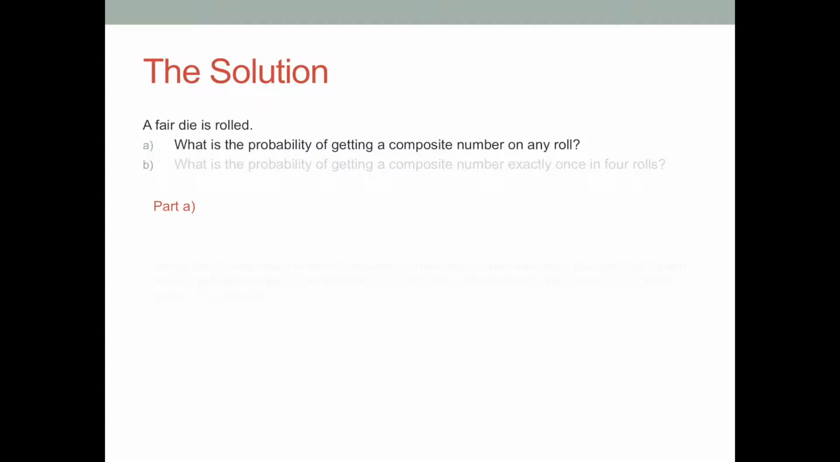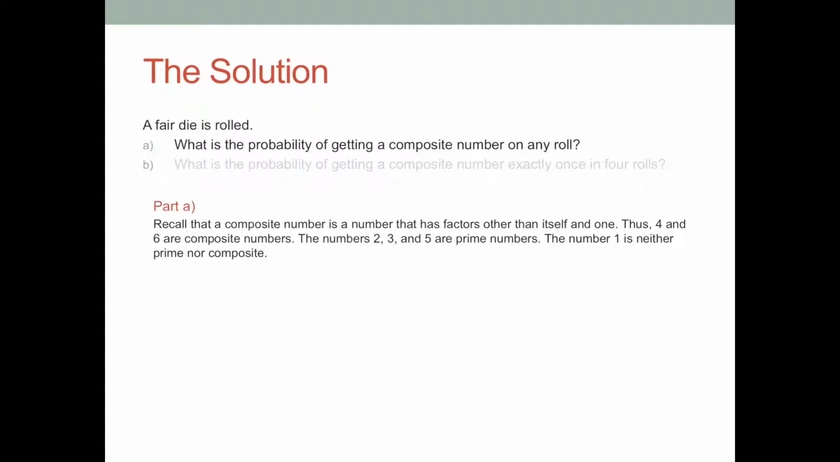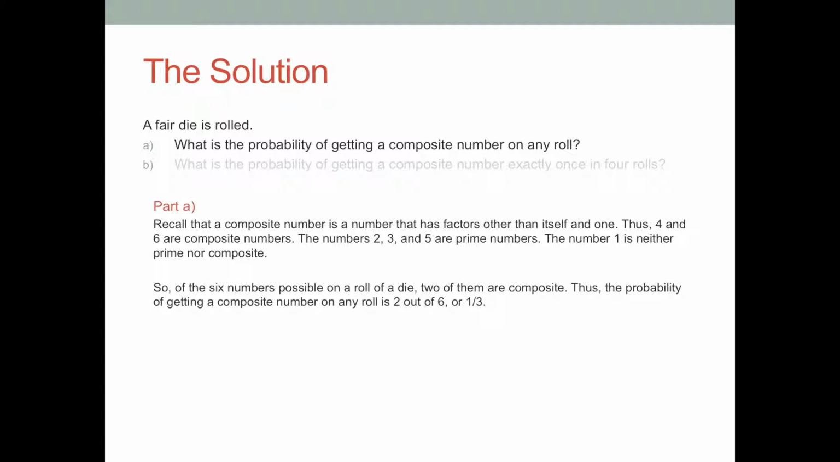Recall that a composite number is a number that has factors other than itself and 1. Thus 4 and 6 are composite numbers. The numbers 2, 3, and 5 are prime numbers. The number 1 is neither prime nor composite. So of the 6 numbers possible on a roll of a die, 2 of them are composite. Thus, the probability of getting a composite number on any roll is 2 out of 6, or 1/3.